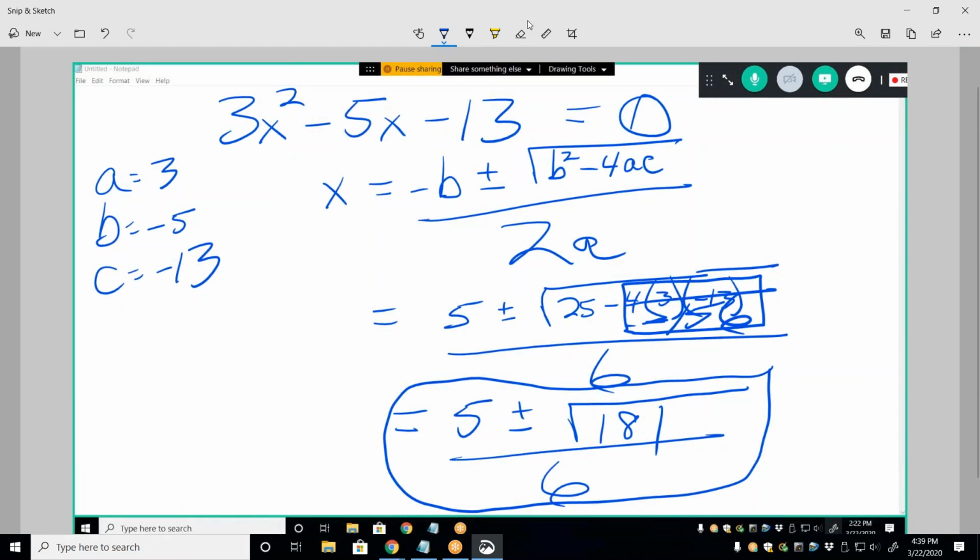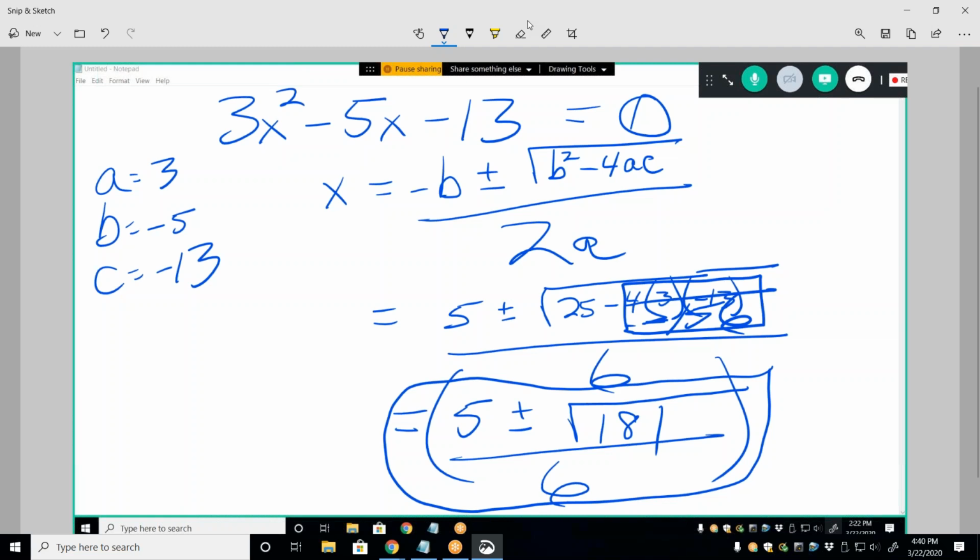Was this just a solve? Oh, this was find the zeros. Yeah. So you got one zero at 5 plus root 181 over 6. You got another zero at 5 minus root 181 over 6. And make sure you put this in right where you have parentheses because the whole thing is being divided by 6, the whole numerator.